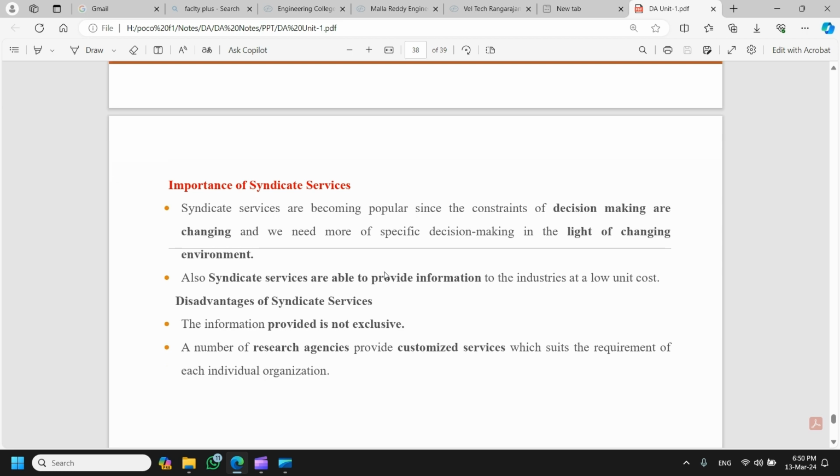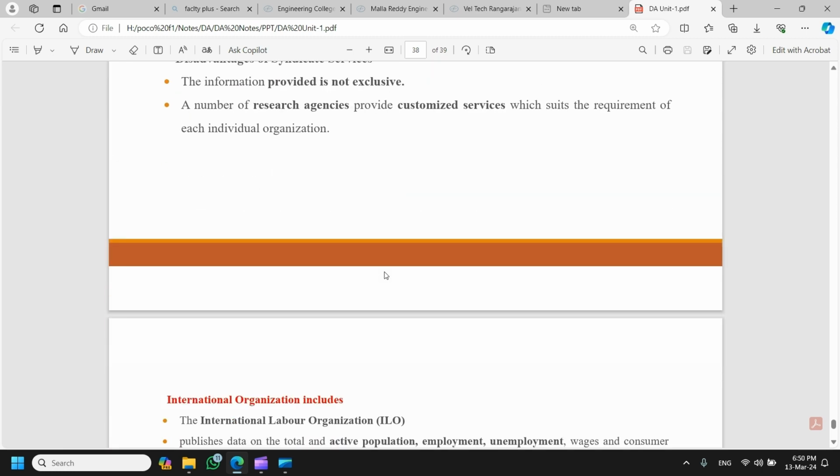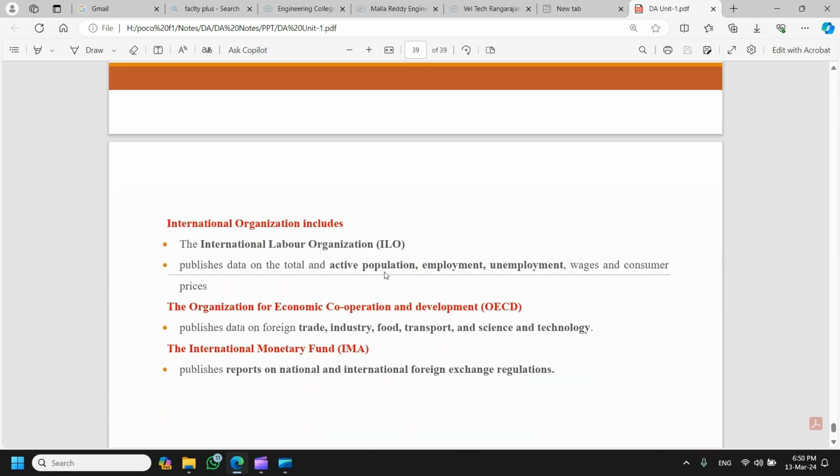The members of the research agency provide customized services suited to the requirements of each individual organization. There are also international organizations. The International Labour Organization provides data on population, employment, unemployment, and consumer price. The OECD covers economic and cooperative development, including trade, industry, food, transport, science, and technology. The IMF, the International Monetary Fund, reports on national and international foreign exchange relations.